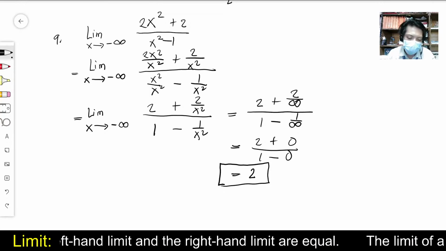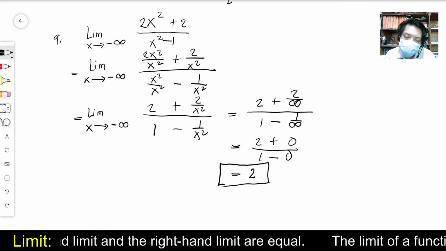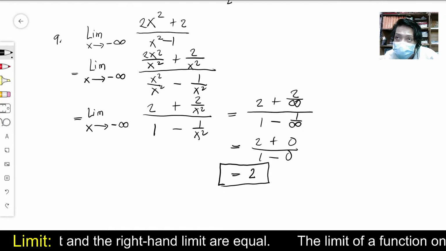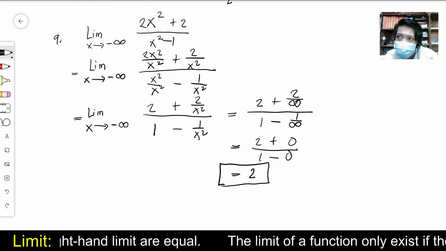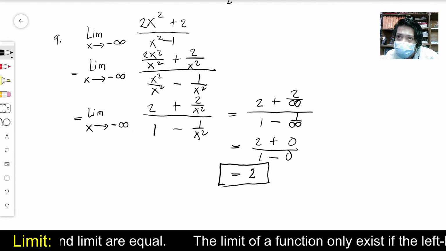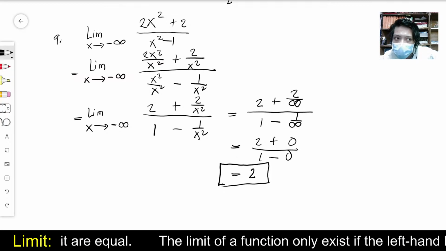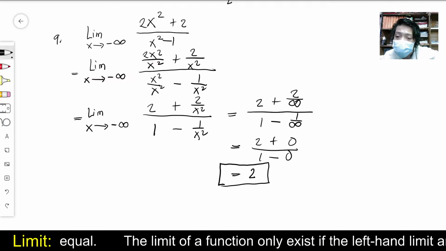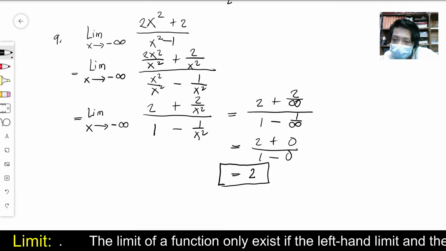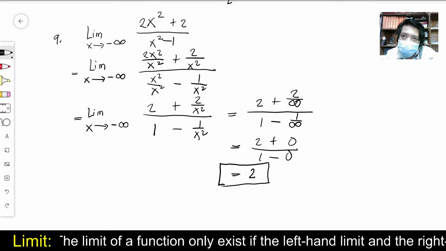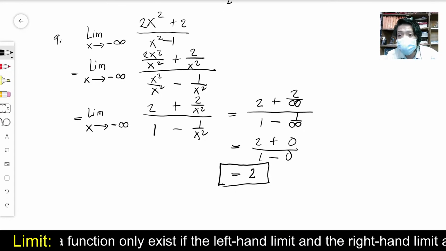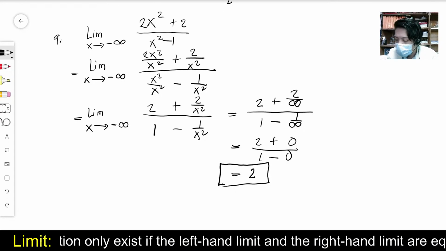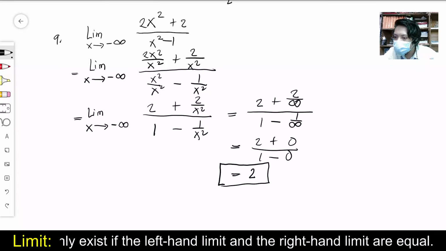You have to be very careful in finding the limit, especially when you are dealing with irrational functions and rational functions. Irrational functions are those that involve radicals, and of course rational functions are those that involve fractions.